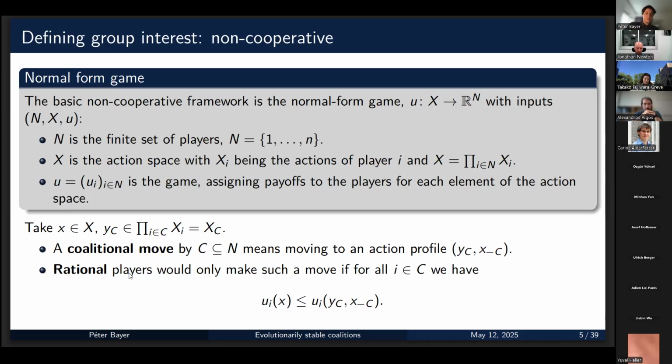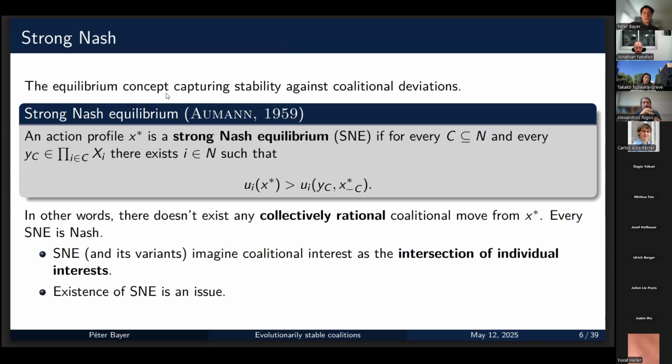And then you might say, if you're a rational player, you would only make such a move if that move is beneficial for you. So individually, your payoff doesn't decrease from this. Okay, so that's one way of defining the group interest. And then, of course, we have an equilibrium concept that accounts for this. It's called the strong Nash equilibrium. An action profile is a strong Nash if there is no such coalitional move away from it that would be collectively rational in this sense. Okay, so my short argument here is that the strong Nash and everything that's based on it imagine coalitional interest as some sort of intersection of individual interests.